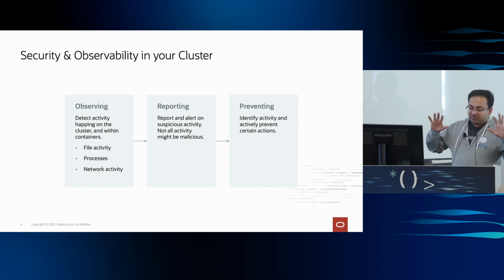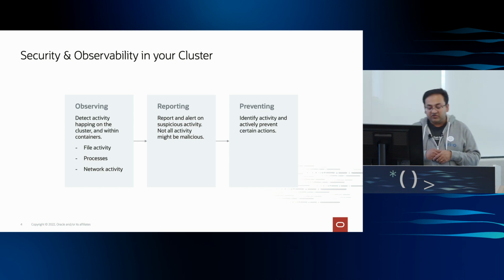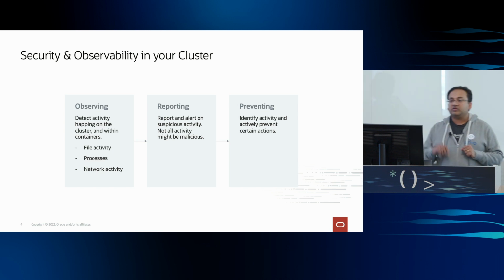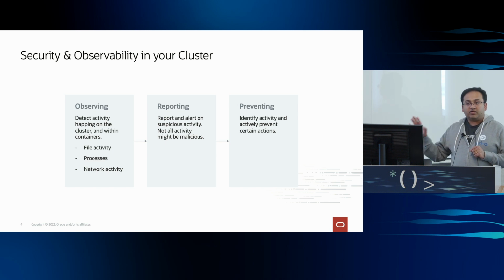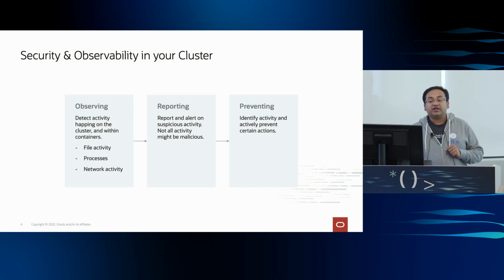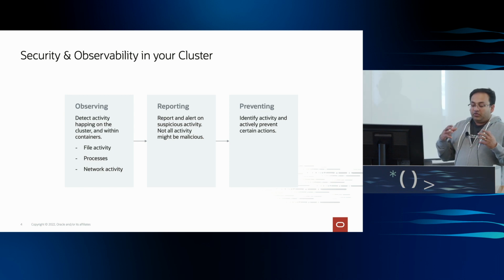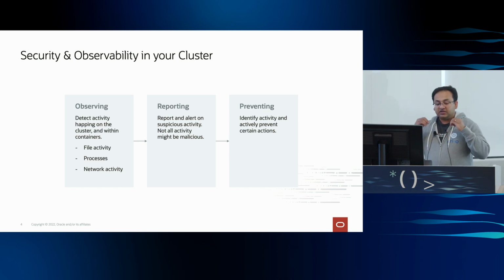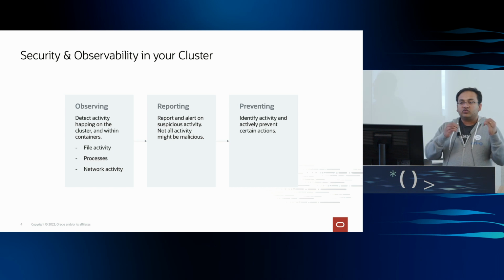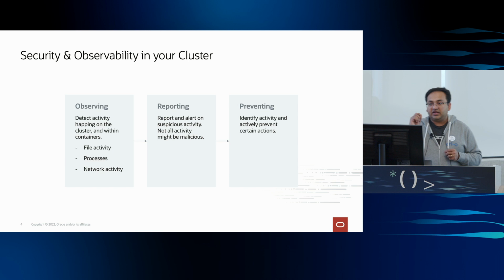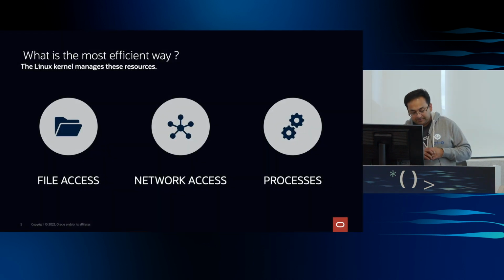Okay, so let's boil down security and observability, right? I'll break this into three groups of things: observing stuff, reporting on the stuff, and then proactively preventing things from happening, right? And again, we can monitor file activity, process activity, network activity, right? But again, the goal is to not go through this cycle of observation, reports, and prevention, but rather to immediately act. As we observe, can we shut it down, right?